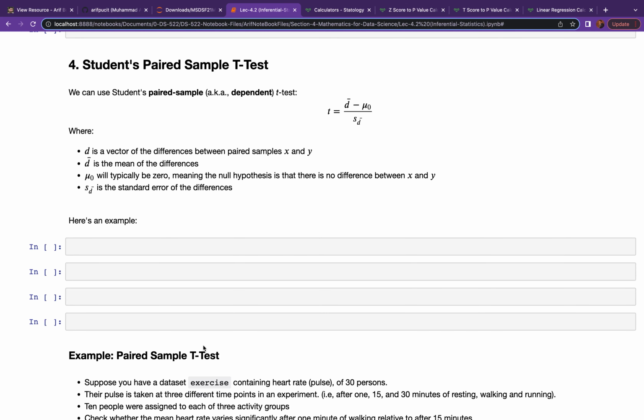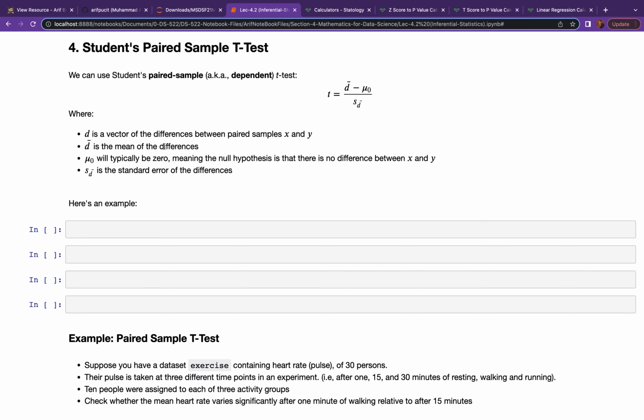Okay, finally, my dear students, the students paired sample t-test.